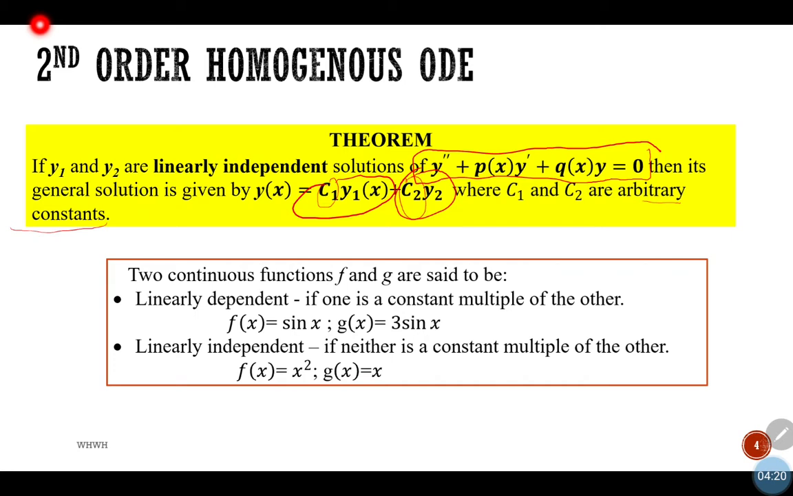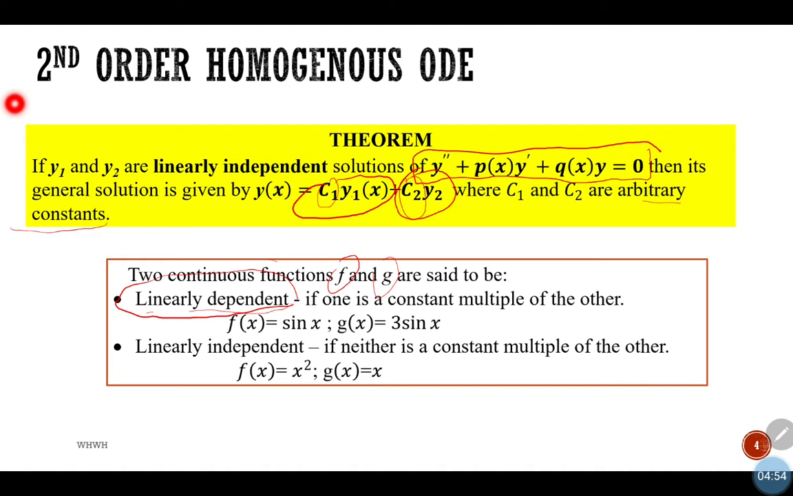So these two functions y1 and y2, the relation between y1 and y2, the first solution and the second solution, or we can say f and g, they can be linearly dependent. If linearly dependent, it is a constant multiple. If f(x) equals sin x, g(x) is 3 times sin x. So this is called linearly dependent.